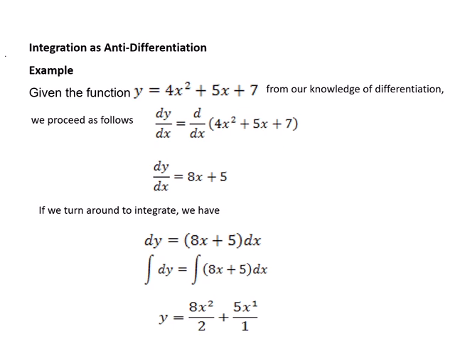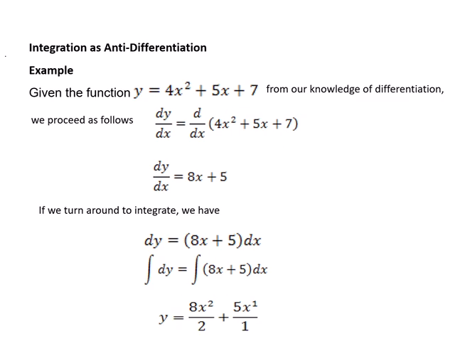That is dy over dx, which is changing y over changing x, is equal to d over dx of 4x squared plus 5x plus 7. So the function of y given is 4x squared plus 5x plus 7. That is the function we are going to differentiate now. By the time we differentiate this, we have the derivative as 8x plus 5. I believe every one of you can differentiate this function easily.